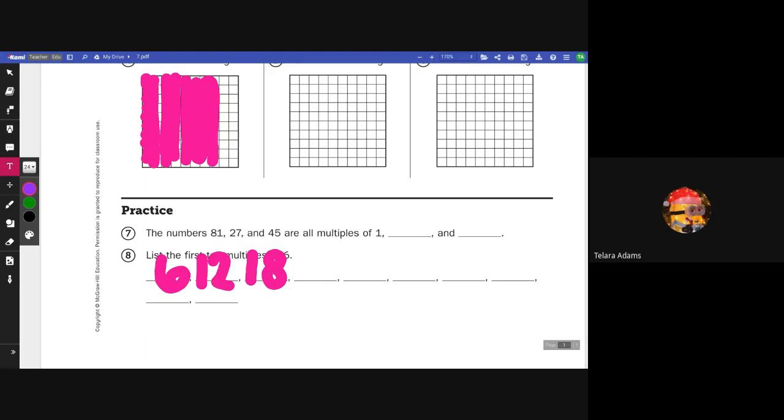Yes, we absolutely can. If we had 81 and put it in different groups of 3, we'd have 27 pieces in each group of 3. Therefore, 3 is a multiple for 81. Is 3 a multiple for 27? Yes, it is, because 9 times 3 equals 27. What about 45? Is 3 a multiple for 45? Absolutely, because 15 times 3 equals 45. Can you find the last one?